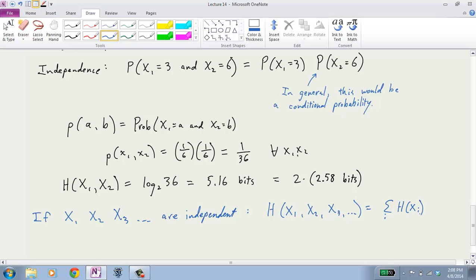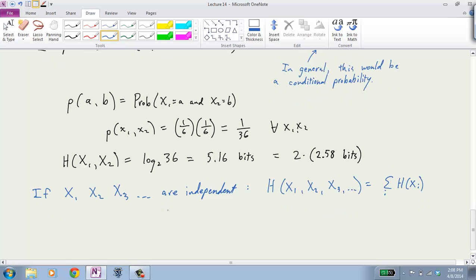Actually, you have something very nice. If they're not independent, then the joint entropy can only be less than the sum. It can't be more. So in general, H of x1, x2, x3 is less than or equal to the sum, but it's equal if they're independent. Okay, so just some notes on entropy, things that will help us understand it.